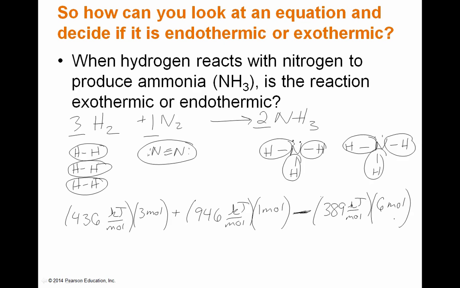Now we're going to want to type this into our calculator. 436 times 3 gives us 1,308 kilojoules, plus 946 kilojoules, minus 389 times 6, 2,334. And then type that into our calculator. 1,308 plus 946 minus 2,334 gives us a total of minus 80 kilojoules.